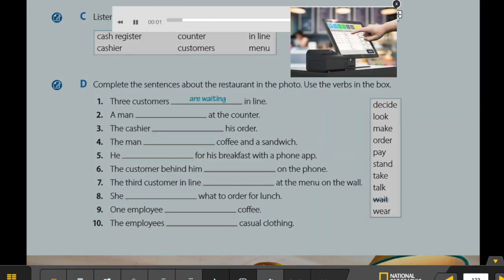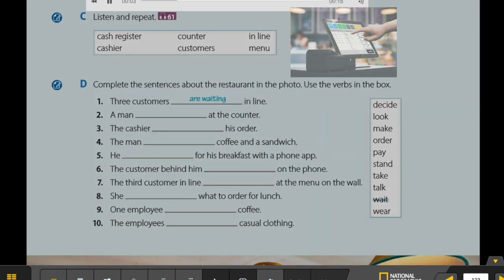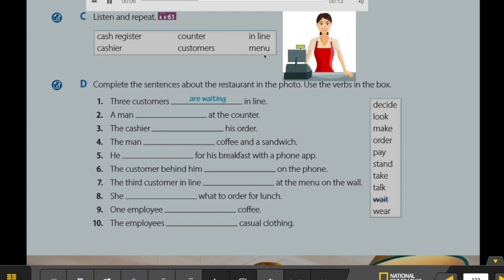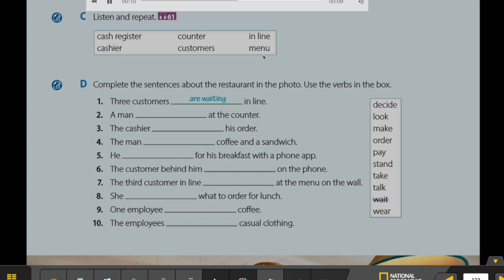Cash register. Cashier. Counter. Customers. Inline. Menu.